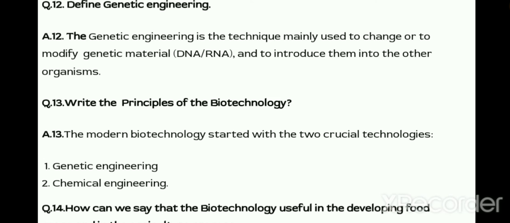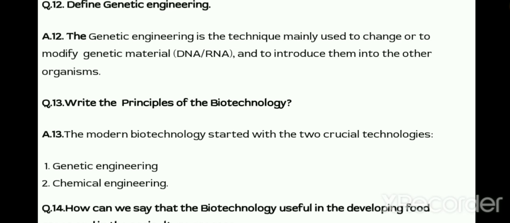Twelfth question: define genetic engineering. Genetic engineering is the technique mainly used to change or modify genetic material, DNA or RNA, and to introduce them into other organisms. Next question: write the principles of biotechnology. Modern biotechnology started with two crucial technologies, that is genetic engineering and chemical engineering.